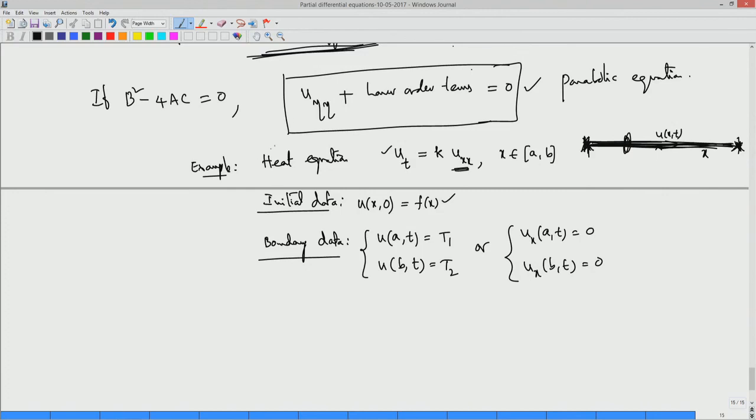So, this is like this equation. You see that u_xx plus lower order terms equal to 0. That is why this is a parabolic equation.